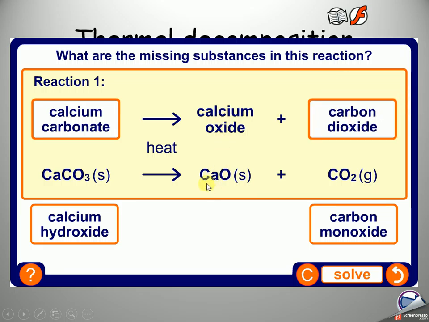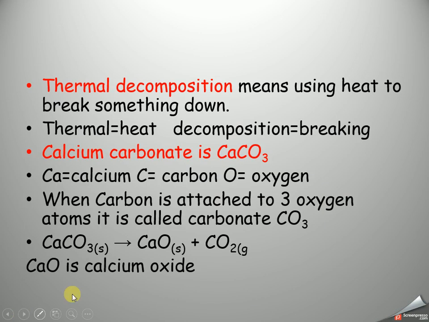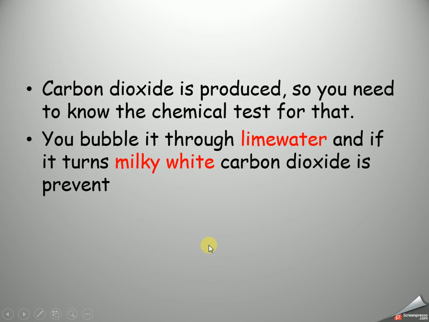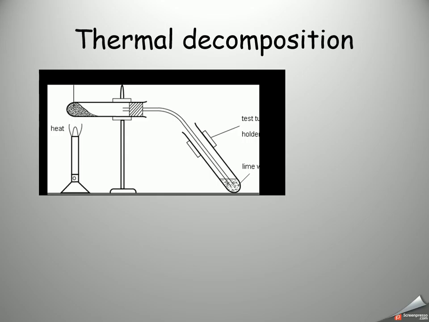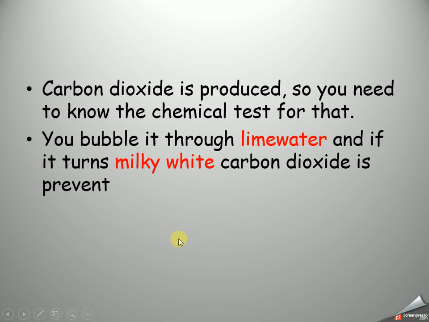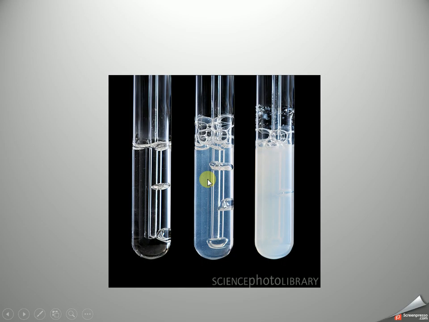Okay. So, what else do we have to know about this? What else we have to know is that it gives off carbon dioxide. So, we need to be able to do the chemical test. This is what the experiment would look like. We put calcium carbonate in here, heat it up, and it would give off some carbon dioxide. So how do we test for that carbon dioxide? Well, we bubble it through lime water, and you guys know this, don't we? You get the lime water, and if it turns milky white, carbon dioxide is present. As you can see there, this is lime water, it is clear. This is lime water with carbon dioxide in it, milky white. There you go.